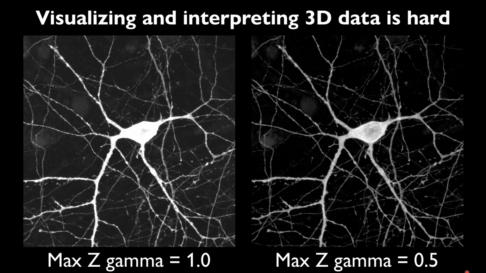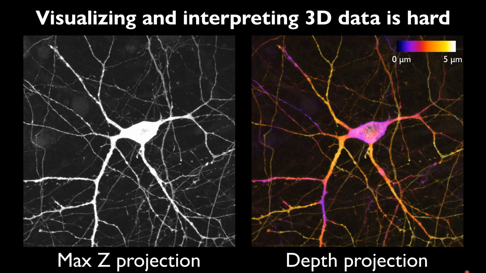I have an Imaris viewer video where I explain exactly how to do this. You might want to check that out. Another option is if you want to capture the fact that some things are above or below some other things, you might want to do a depth projection where you color the resulting projection with colors that tell you what height things are in the sample.